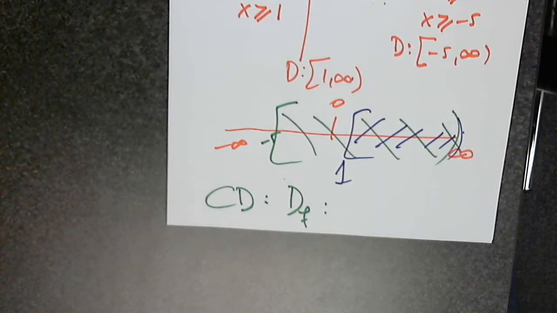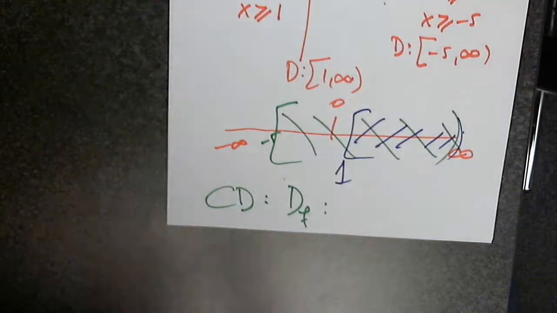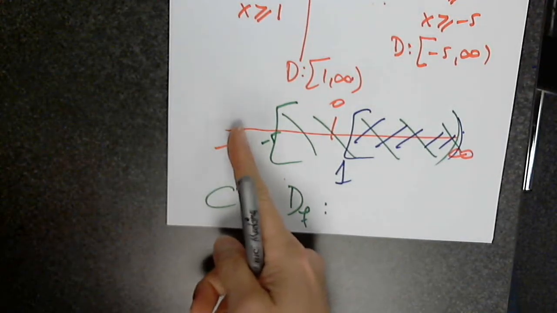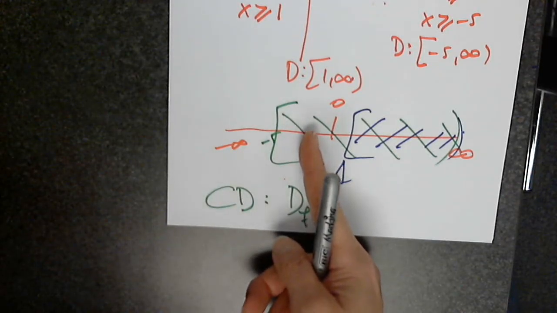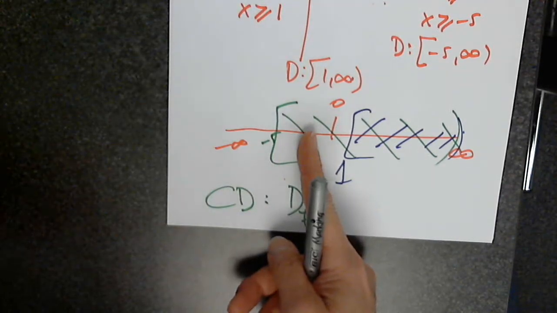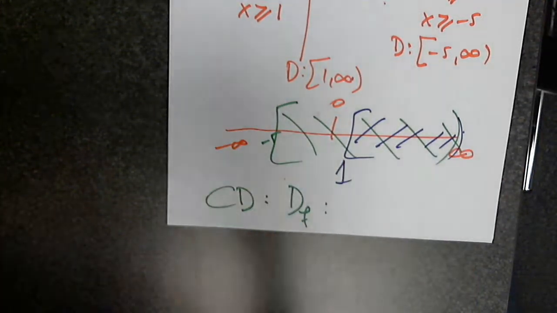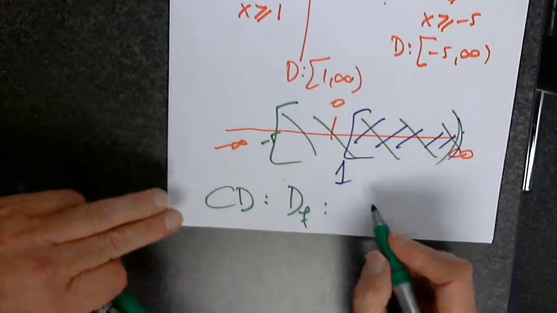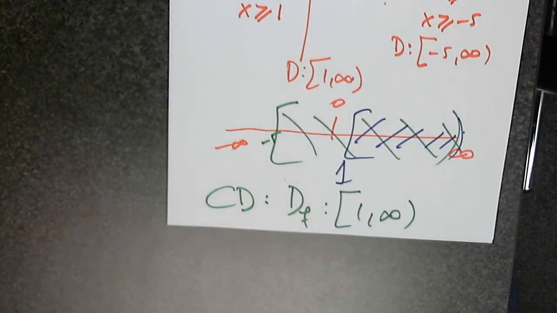I need where I see both colors. Why? Because both have to exist at the same time. If I choose a negative 10, none of them exist. If I use a negative 3, one of them will not. But if I choose anywhere between 1 and infinity, both functions exist and I can create function f. Very good. Anything else?